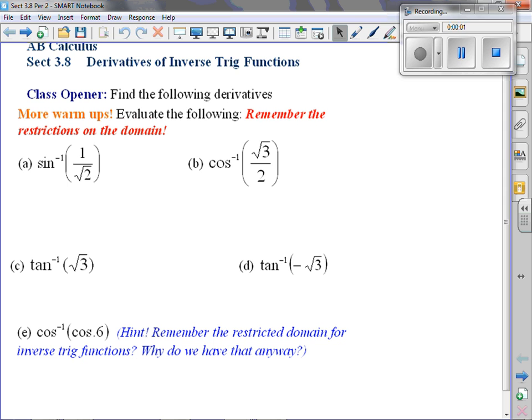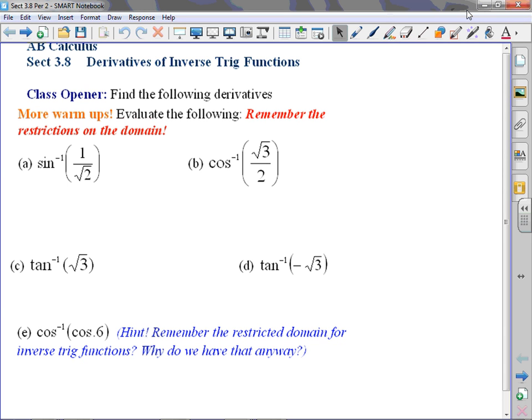Okay, we are going to be doing derivatives of inverse trig functions. So we are going to review them a little bit. What is an inverse trig function?